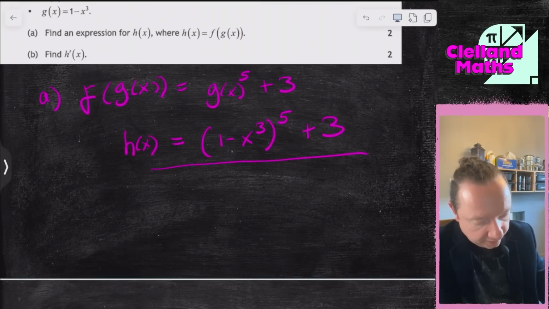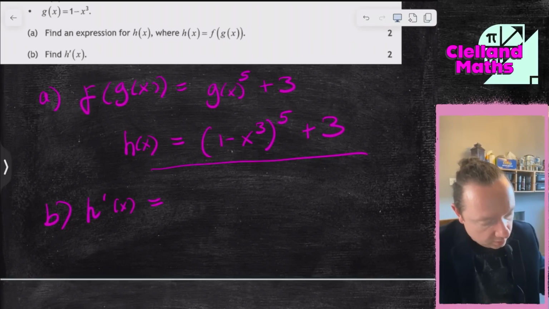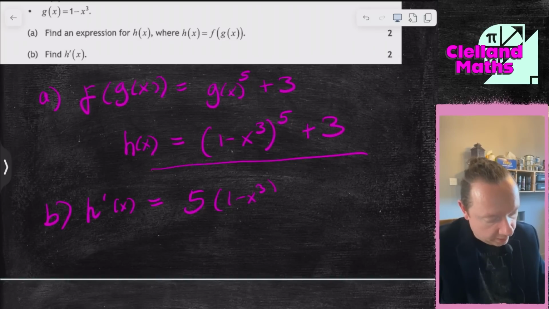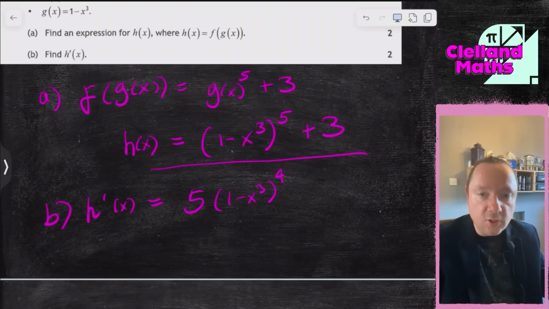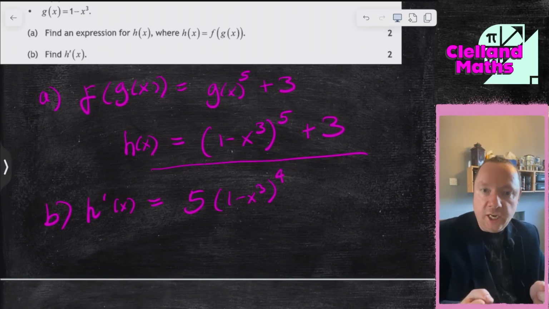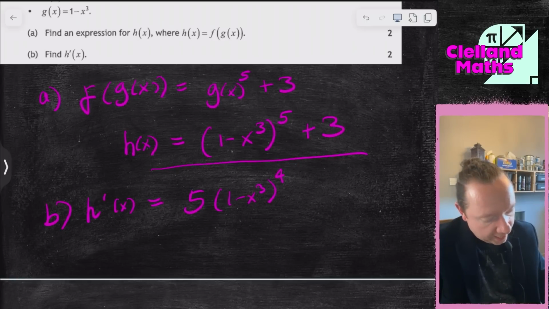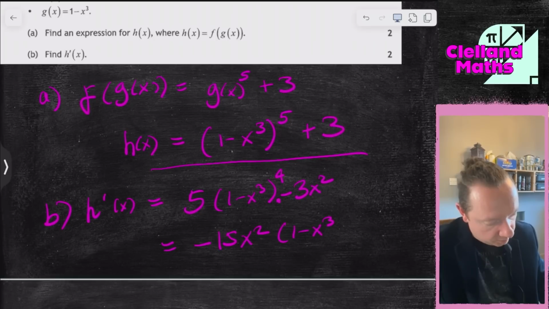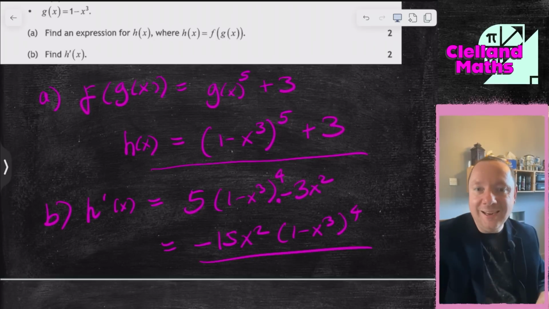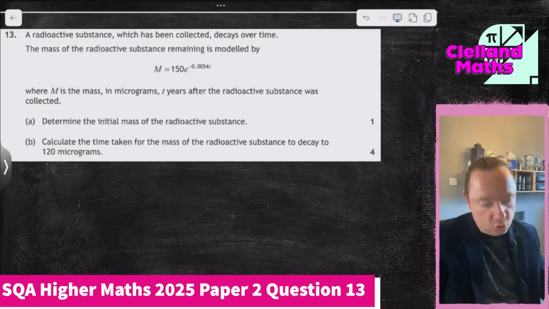Now part B says find h dash x. So it's differentiation then. Well, chain rule. 5 comes down to the front. 1 minus x cubed stays where it is, and I take away 4. The 3 is going to disappear, of course. And now I need to break the chain. 1 minus x cubed, I need to differentiate it. So x cubed becomes 3x squared, and it's a minus. So it's times by that. 5 3s is 15, so minus 15x squared, 1 minus x cubed to the power of 4. And we're done there. SQA Higher Maths 2025, Paper 2, Question 13.